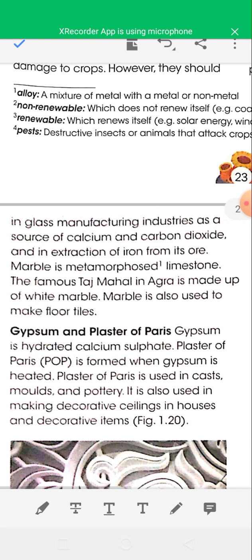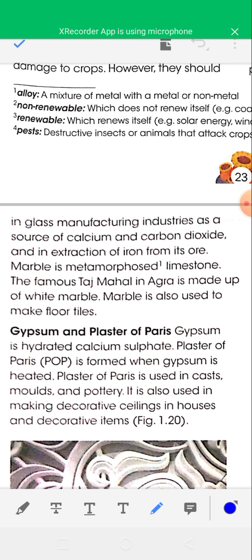And marble is a metamorphosed limestone. The famous Taj Mahal in Agra is made up of white marble, and marble is also used to make floor tiles. So marble is one type of limestone, a metamorphosed limestone, and marble is used to make floor tiles.